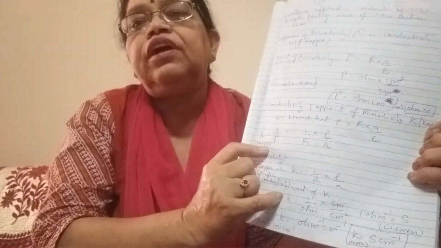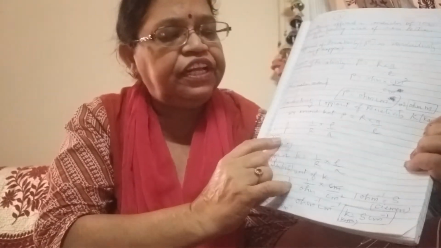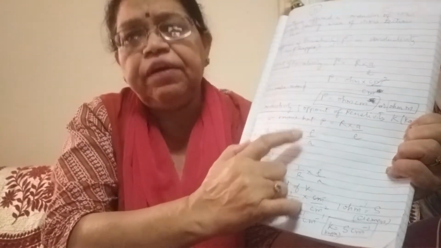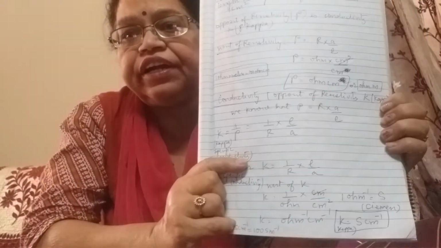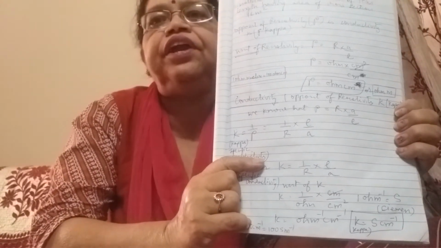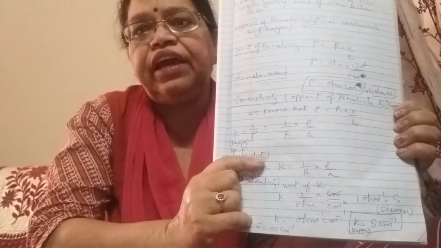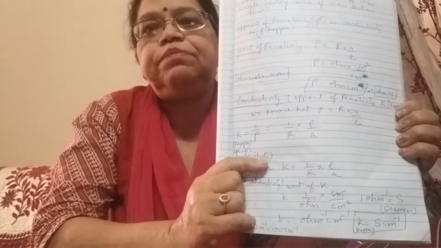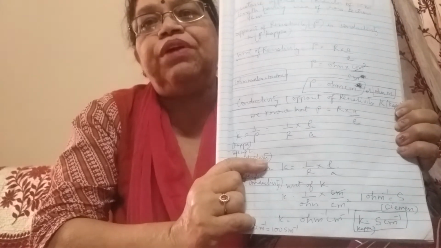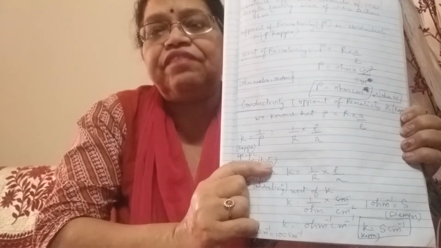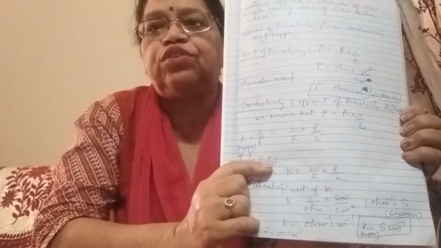जो आपकी specific resistivity थी, that was R into A by L. It will now become, conductivity will become 1 by R into L by A. Remember L by A is the cell constant. किसी भी cell के लिए L by A will be always constant. Length divided by area of cross section, that is why it is called cell constant.